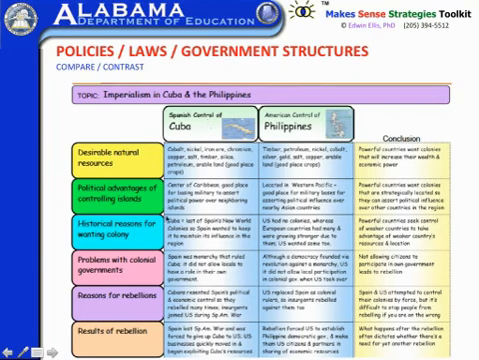And so basically imperialism is all about, first of all, desirable natural resources, and then gaining political advantage over a region, and then historical reasons for wanting a colony, and problems with colonial governments, reasons for rebellions, and then what was the result of the rebellion. And so we're looking at each of these dimensions and controlling Spanish control of Cuba versus U.S. control of the Philippines, and draw conclusions about that. This is a really cool graphic.